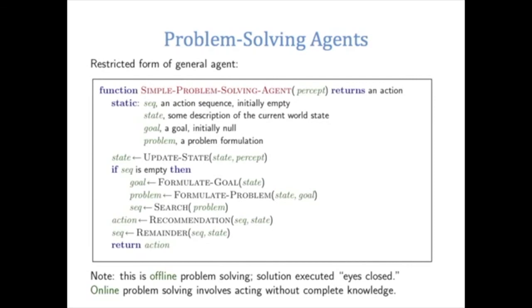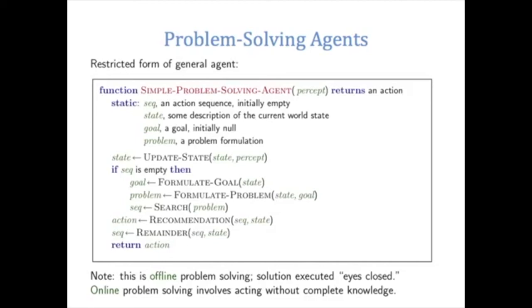So let's start by defining a problem-solving agent more formally. Now, this is the kind of agent where we present the problem, it figures out what to do in terms of an action sequence, and then executes it. This is called offline problem solving. In other words, we know the entire problem ahead of time. So this would be contrasted with online problem solving, where we don't have complete knowledge and we have to do something, take another look, do something more, and so forth.